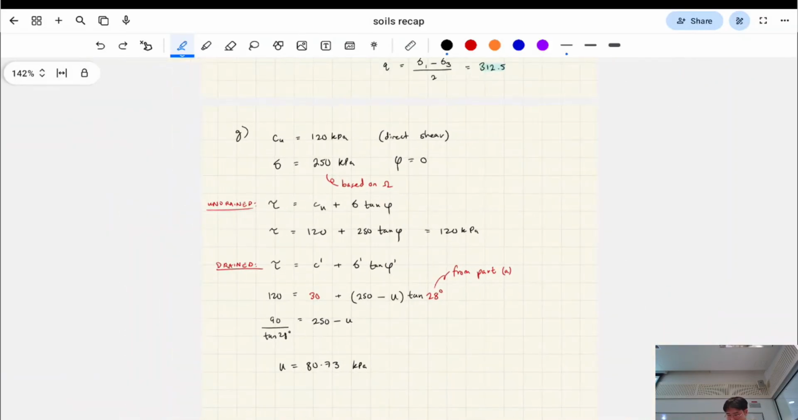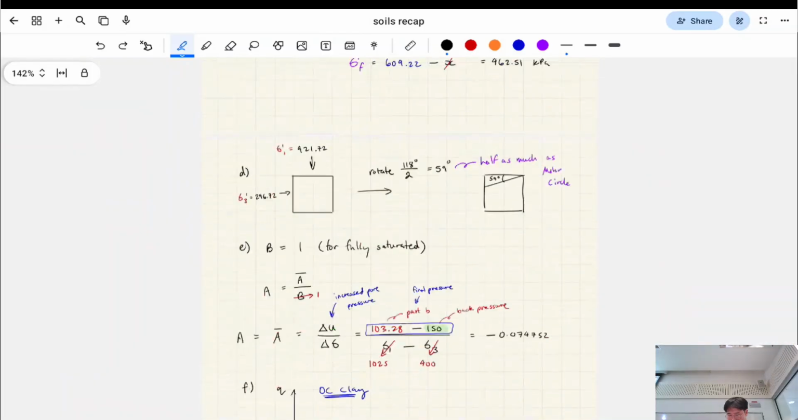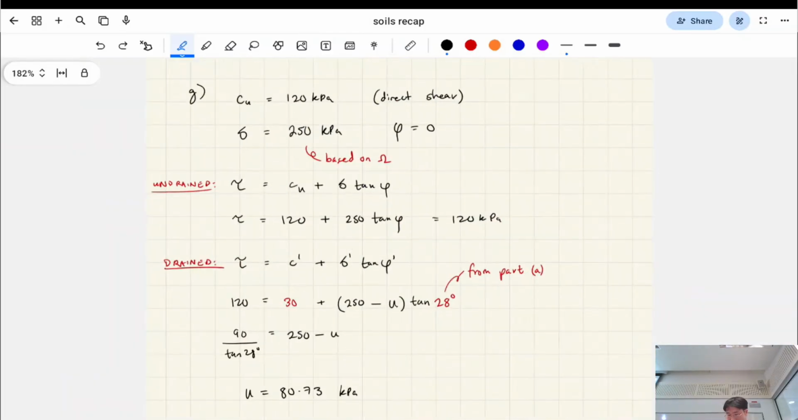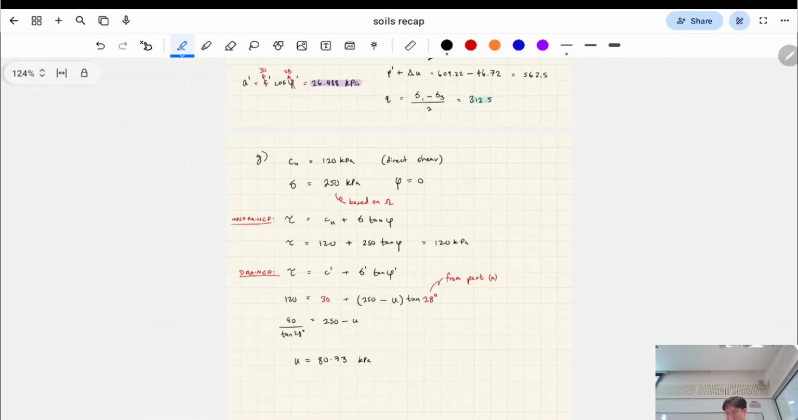And lastly, it's talking about direct shear test. Direct shear test is more or less based on just Coulomb criteria's formula, and you work backwards and then want you to find the pore water pressure.